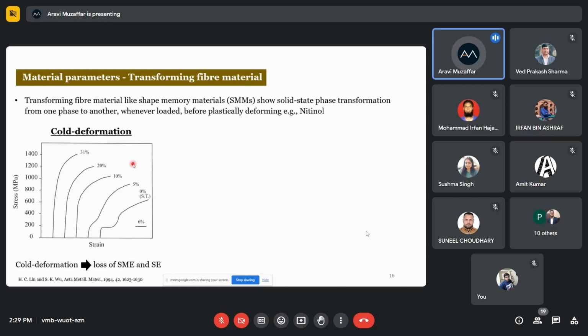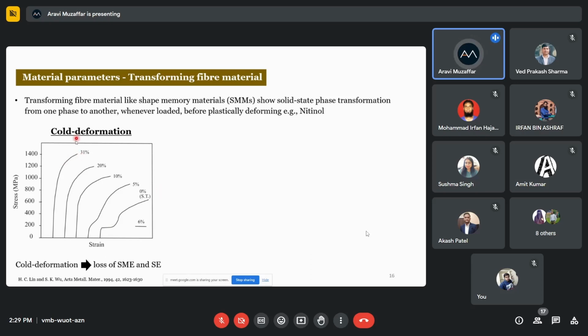So you see, whenever the percentage of cold deformation is increasing, the characteristic transformation plateau, or the plateau strain, is observed. You can easily see that there's a transformation happening whenever we are loading. But as you see, with the increase in the cold deformation percentage, this characteristic stress strain plot of the shape memory materials is lost, and it starts to behave like a normal conventional material, wherein elastic deformation is followed by plastic yielding and plastic deformation, and the final fracture takes place.